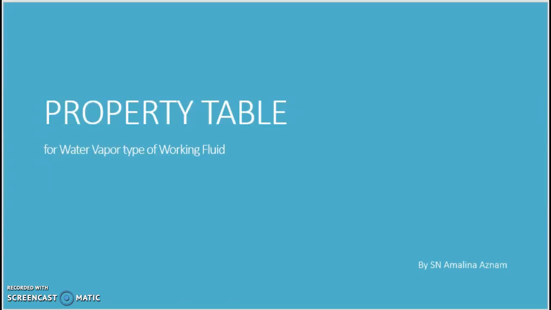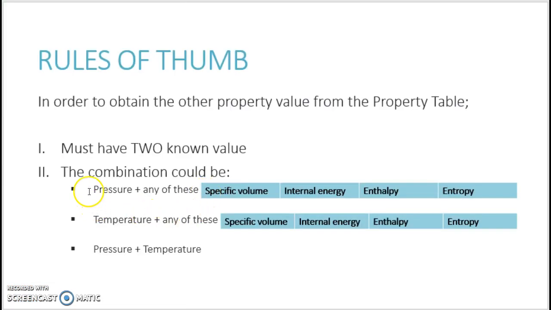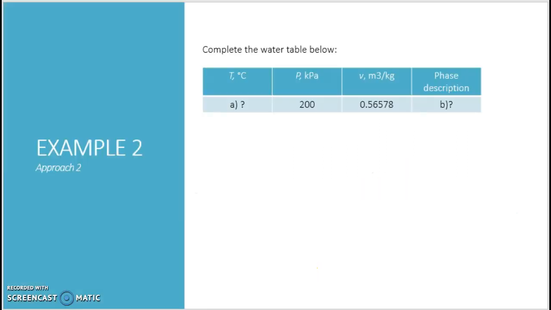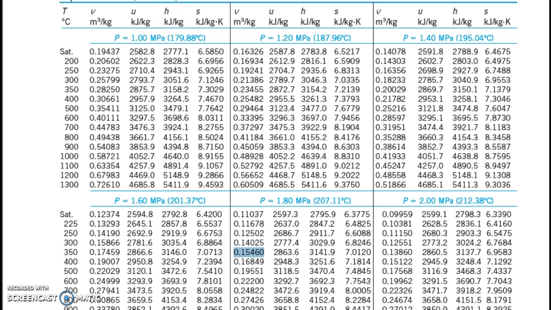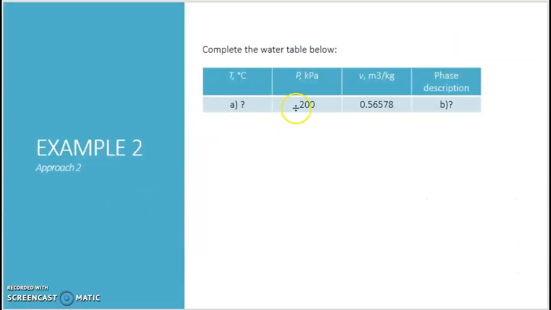Hi class, we continue with this property table for water type of working fluid. So we are going to have the next example with a second approach where you are given pressure and specific volume. The rule of thumb: when you are given pressure and any of these extensive properties, you read it from your property table, which is table A5, where the first column is for your pressure. In this example, we're given pressure at 200 kilopascal and specific volume of 0.56.